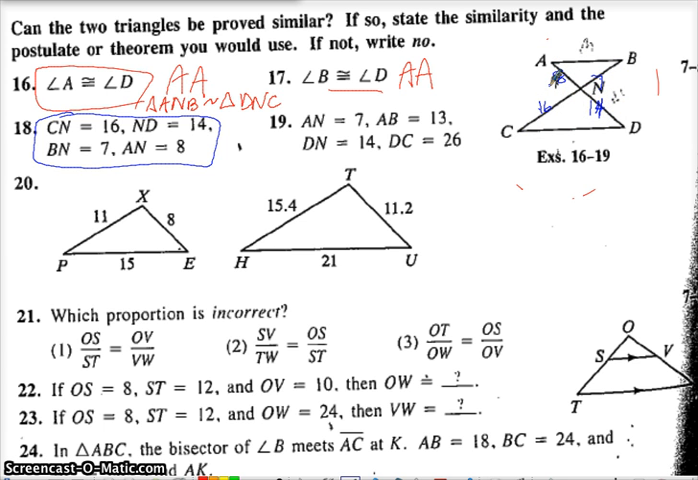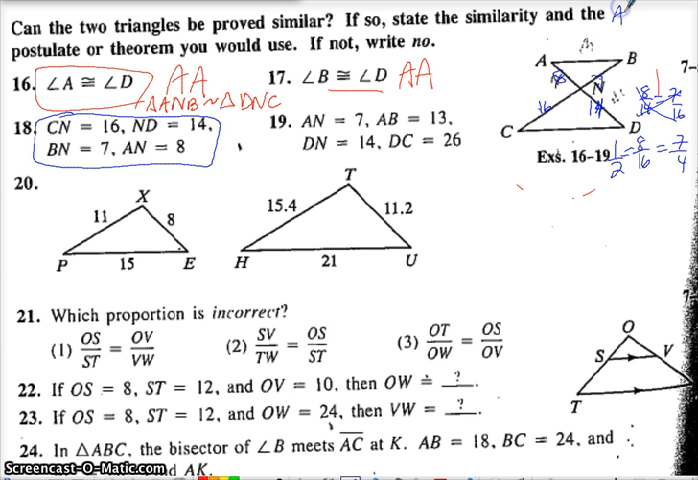So I need to set up the proportions. So 8 is to 14, as 7 is to 16. No, that doesn't work. So let's try the other one. 8 is to 16, as 7 is to 14. Well, those are the same ratio. They're both in the ratio of 1 to 2. But that's only two sides.